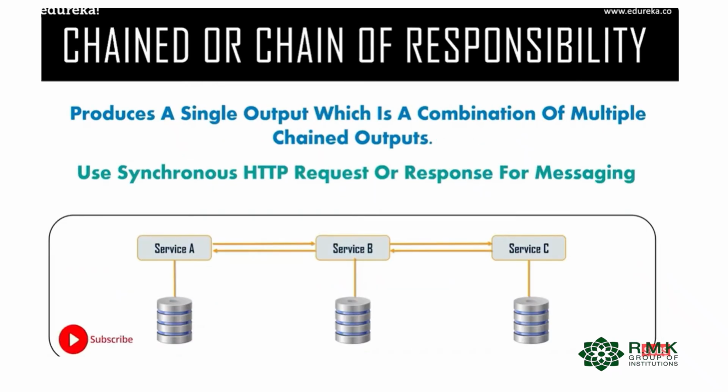Next, one more property we apply here is the chain of responsibility. It means producing a single output, which is a combination of multiple chained outputs, using synchronous HTTP request or response for messaging. Here I have service A, service B, and service C. Each service has its independent database, and based on the combination of the databases, I get the proper output.